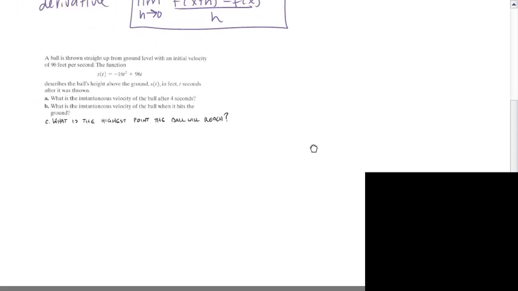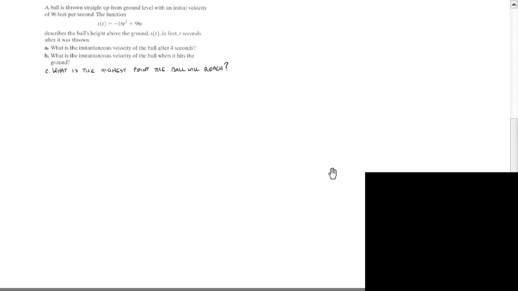So if we're looking at this question, it says that we have a ball that's thrown up from the ground with an initial velocity of 96 feet per second, and it gives you the function, which is nice so that you don't have to create it yourself, which you certainly could do. And the question's asking us for the instantaneous velocity. So remember, velocity was a rate of change. So really what this is asking us for is the instantaneous rate of change after 4 seconds.